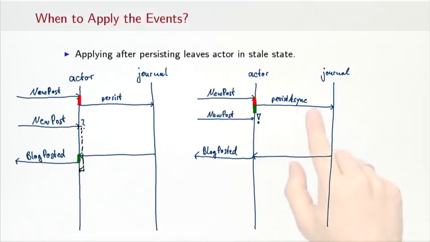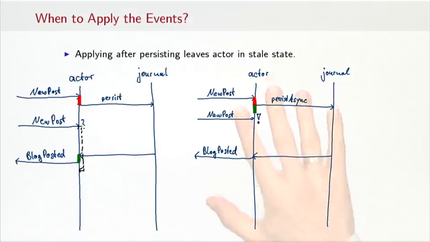In the persist async case, on the other hand, we can go ahead and have several new post commands outstanding. The round trip will be made. That defines the latency between new post and blog posted, but other things can be happening at the same time. This means that the maximum throughput of this actor for processing new blog posts will be much higher than in the left-hand side case. The obvious question is, if it performs better, why do we not always just use this approach?